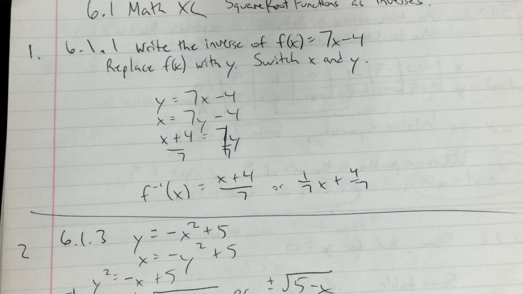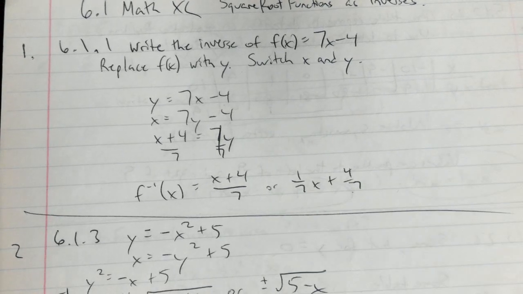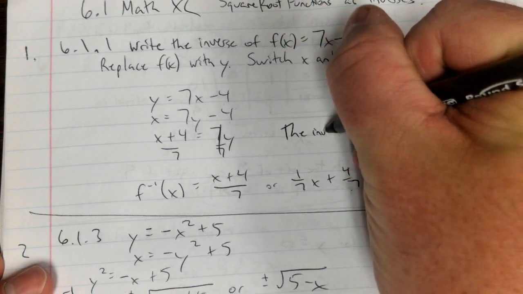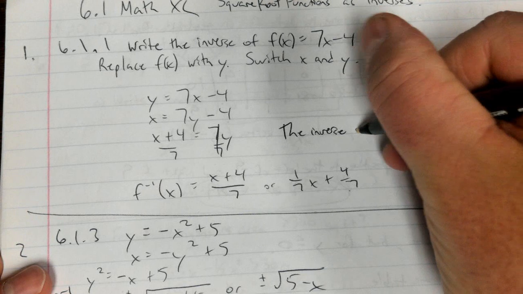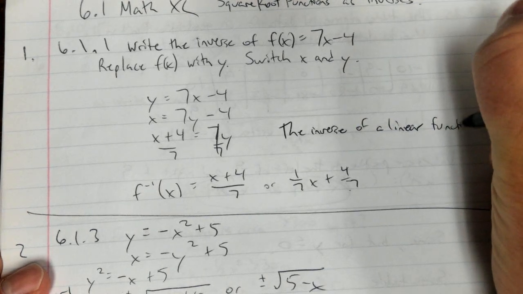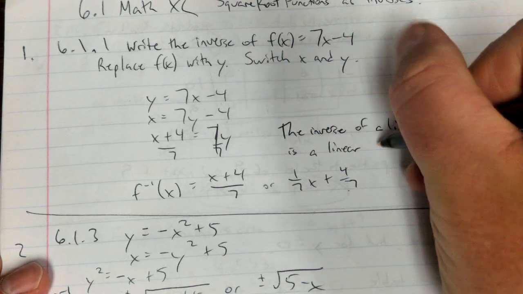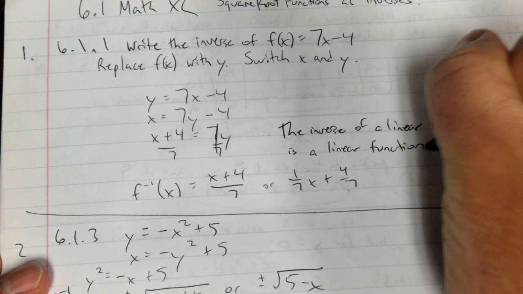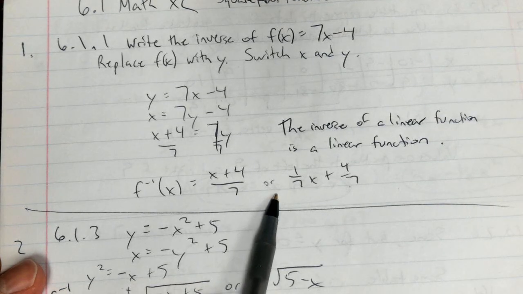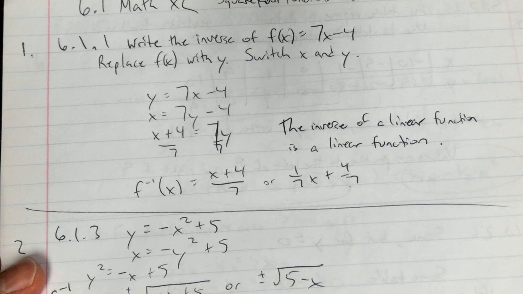So basically the inverse of a linear function is a linear function. Just because this looks weird, it's the same thing as if you have a slope of 1/7 and a y-intercept of 4/7.